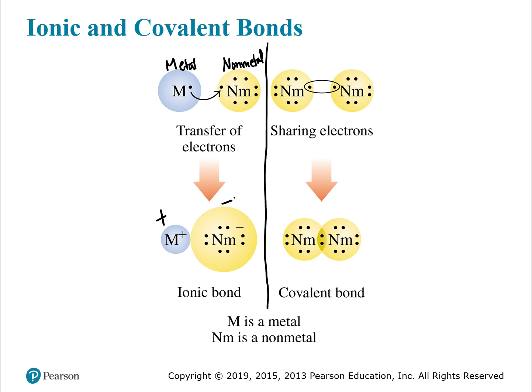Whereas when you've got two nonmetals, you can see that they have incomplete octets, and we'll talk about octets in a minute. If they share an electron with each other, then they can both be happy. That's a covalent bond. You see, there's no negatives or positives there. They're just simply sharing electrons.